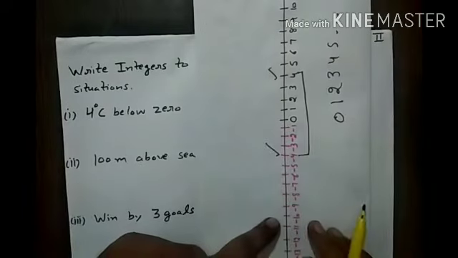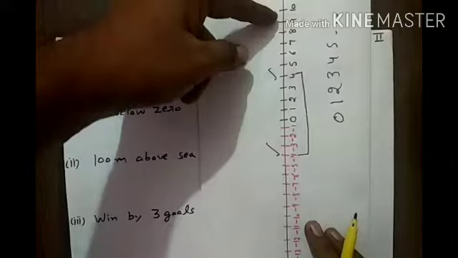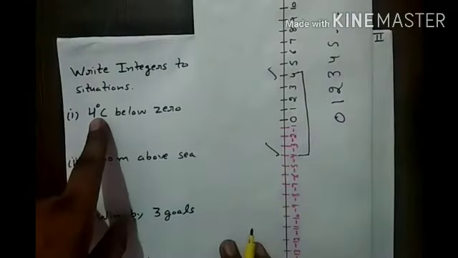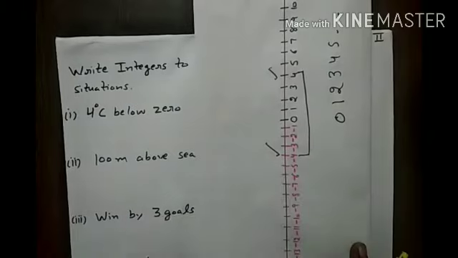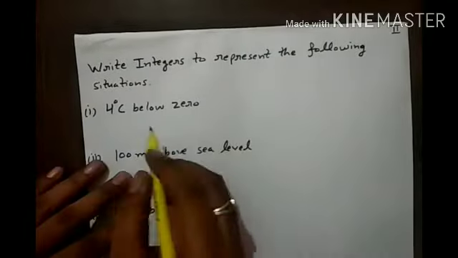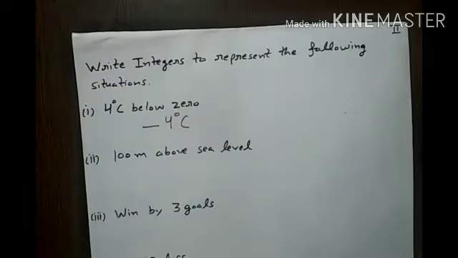The below part is in pink ink and the up part is in brown ink. So as per the question, this is the negative integer. So I will write -4 for this given situation. So I will write the answer -4 degrees C.